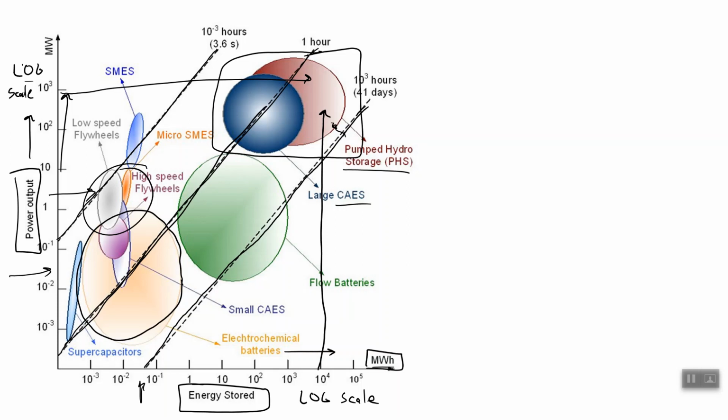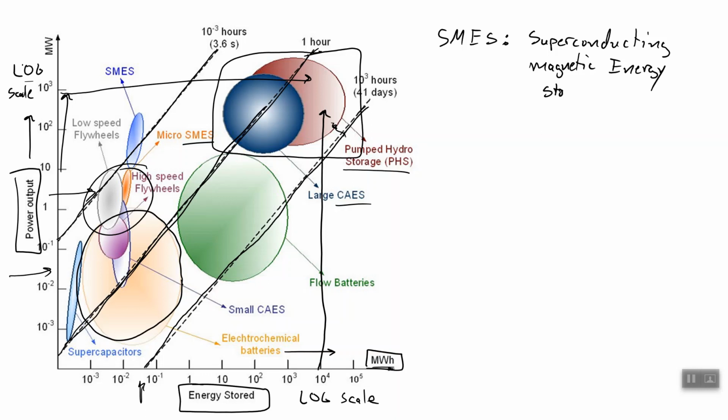Let's define a few of these others. Energy storage types we haven't said yet. So here we see SMES. That is superconducting magnetic energy storage. This is essentially a cryogenic, very large piece of superconducting material, and we use an electric field to store energy in the magnetic field of this large piece of material.